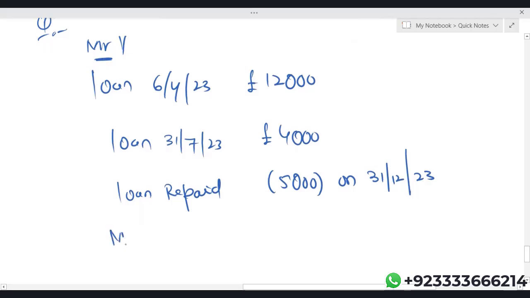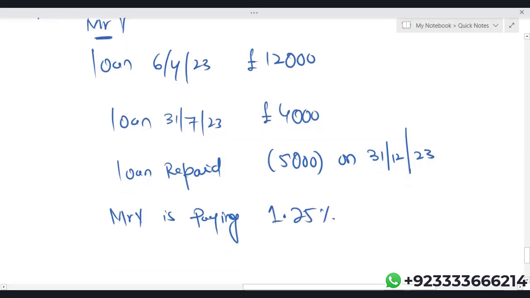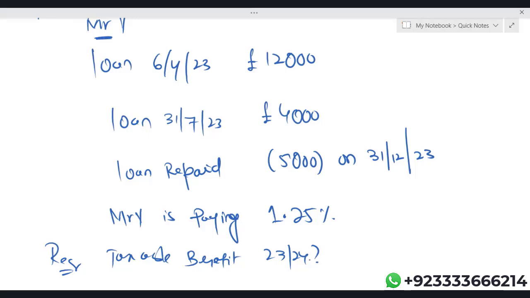Okay, Mr. Y is paying 1.25% interest. Required: taxable benefit, tax year 23-24. Please, students, I want everyone to attempt this. I'm giving you around 5 minutes. You have to use the accurate method and the average method, and whichever results in a lower benefit will be considered. Please attempt this. Students, I'm waiting for the answer. Why is there no answer yet?